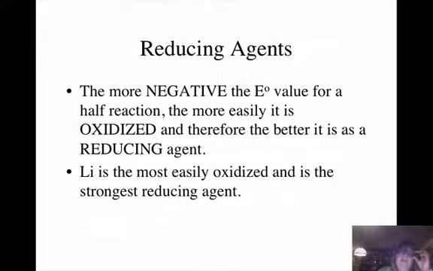Reducing agents, so that's things that have a very negative reduction potential. And so lithium would be easily oxidized, and it is a strong reducing agent. So these metals, they like to lose electrons. They like to be oxidized, and so they're good reducing agents.